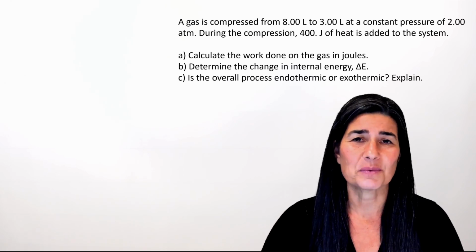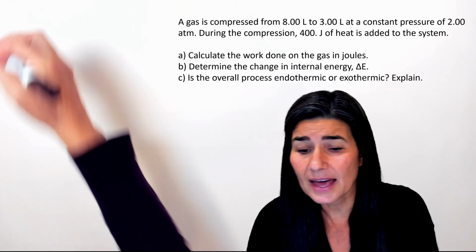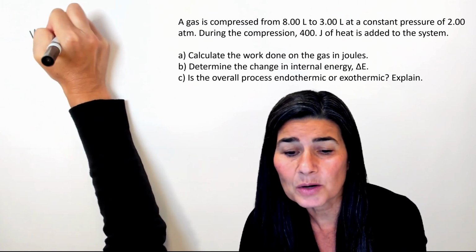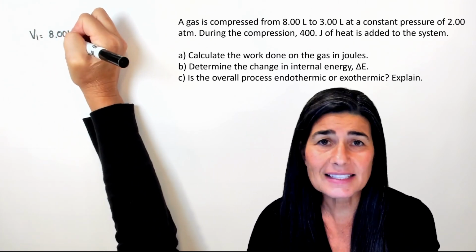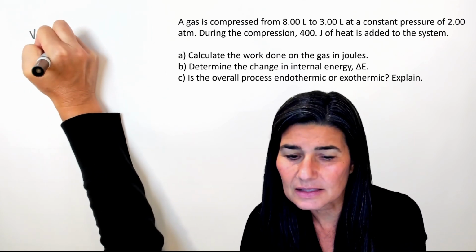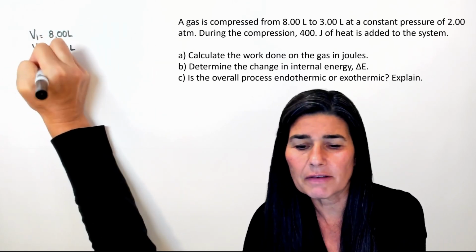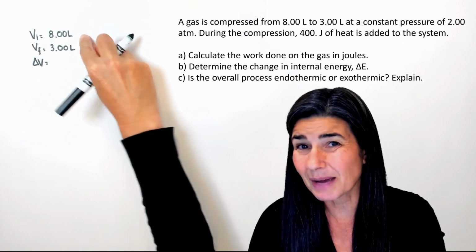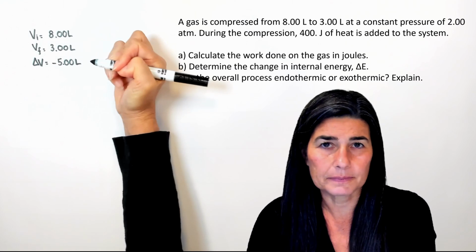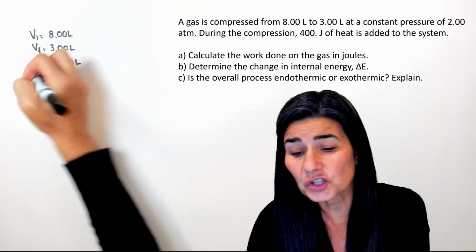All right, so let's go ahead and write down our data. They tell us that our system is at an original volume. I'm going to go ahead and label that V initial as 8.00 liters. Now, the gas is compressed, the volume goes down. The final volume in this case is 3.00 liters, which means that the change in volume here, final minus initial, 3 minus 8, well, that is a negative 5.00 liters.